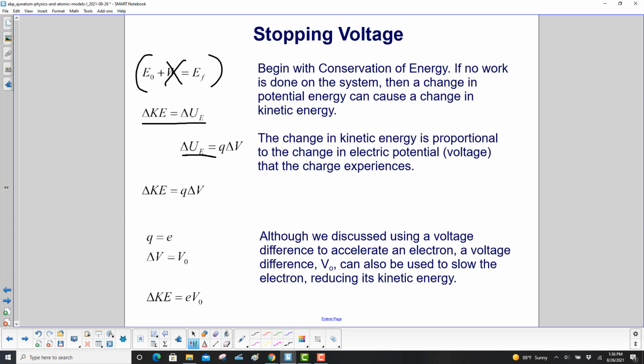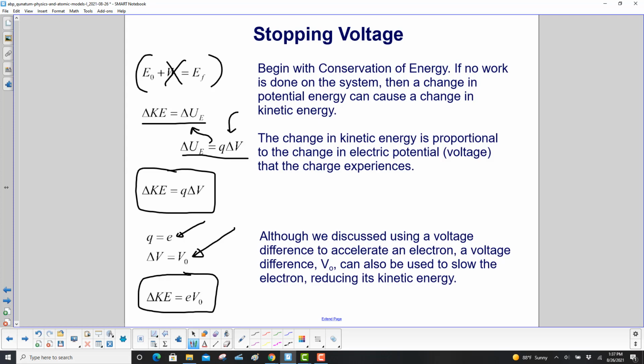Now, what's the change in potential energy? Well, that's equal to Q times delta V. That's the change in electric potential times the charge equals the change in potential energy. So we now have change in kinetic energy is Q delta V. We just plug this in right over there. Now, although we discussed using a voltage difference to accelerate an electron, we can also use a voltage difference, and we're going to call that voltage difference V0. So delta V is now going to be called V0, and since we're dealing with an electron, we'll replace Q with e, which is the charge on the electron. This voltage difference can also be used to slow the electron, reducing its kinetic energy. So the change in kinetic energy is e times V0.